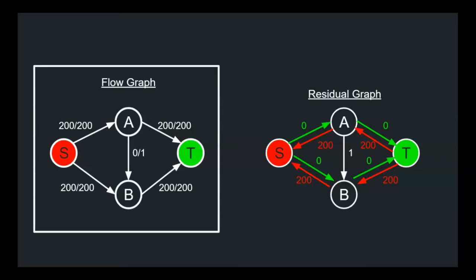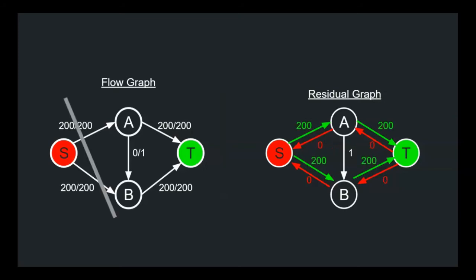To find the minimum cut, look at the flow graph. The minimum cut are the vertices that cannot be reached by the S node. So A and B cannot be reached from S. So the minimum cut is this. We've divided the graph into two disjoint sets. The cut is the minimum value of edges from S to T, and it is also the maximum flow value from S to T. So it fits.